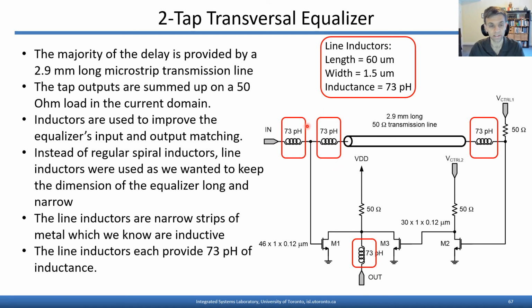The red highlighted inductors are used to improve the equalizer's input and output matching. Otherwise, you'd see some discontinuity associated with the parasitic gate capacitances of M1 and M2. But notice that these inductor values are very, very small. Those are the values required to help nullify the parasitic capacitances associated with the transistor. So rather than introduce spirals, all that was required for these values of inductance were narrow strips of metal with suitably chosen dimensions. These provide 73 picohenries of inductance each.